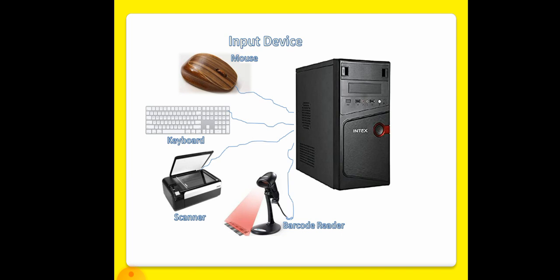You know the barcode reader, it is used in shopping malls, right? And in supermarkets. So this will read the price of the object and it will send it to the processing unit. The processing unit will calculate the price. So these are some inputs given to the processing unit.